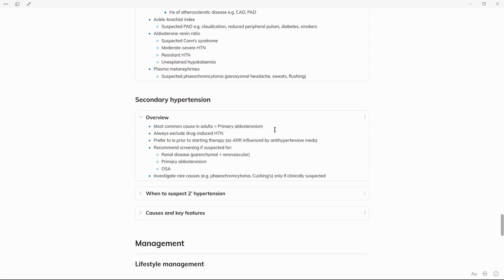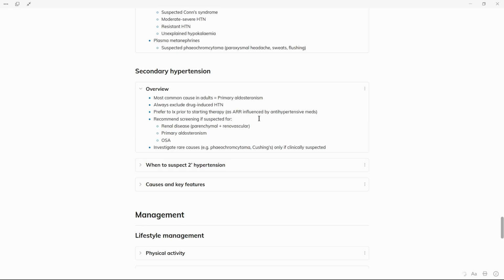So we'll cover secondary hypertension briefly as well. So secondary hypertension is obviously hypertension that's caused by a secondary cause. And the most common cause of secondary hypertension in adults is primary aldosteronism.